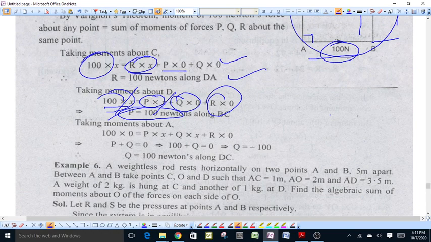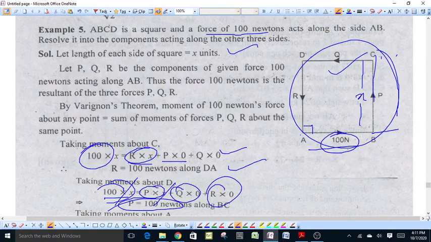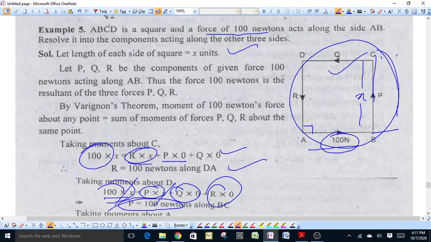Clearly, from this relation, P plus Q comes out to be 0, that is 100 plus Q is equal to 0, and Q will be equal to minus 100. And we have taken Qx along CD, and Q is equal to minus 100. This means Q is equal to 100 Newton, but x along DC.